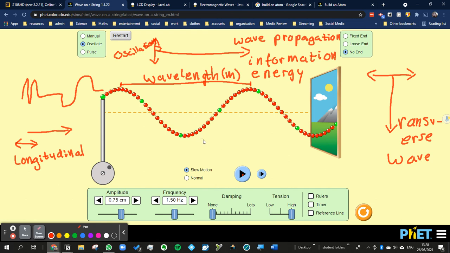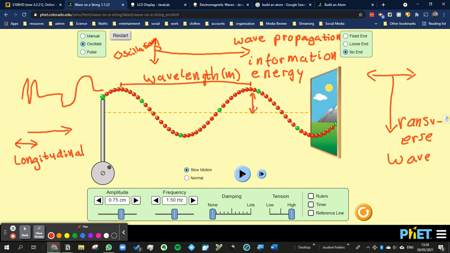So that's wavelength. Next would be amplitude. Amplitude is how high up the wave is, so how strong each oscillation is. You can see this dotted line. This is where the string would have been if there was no wave being sent across it. So how much has it differed from that point? It would be this distance here.